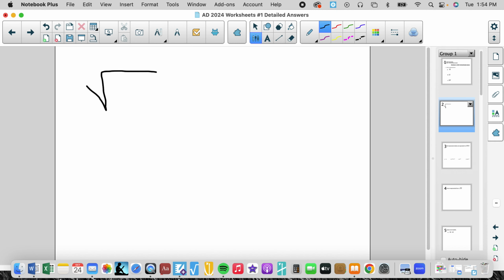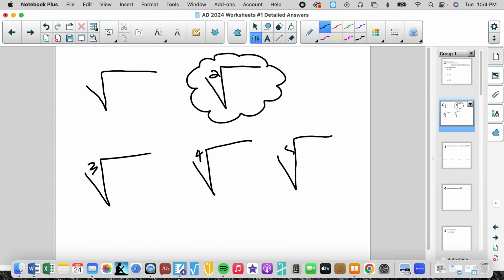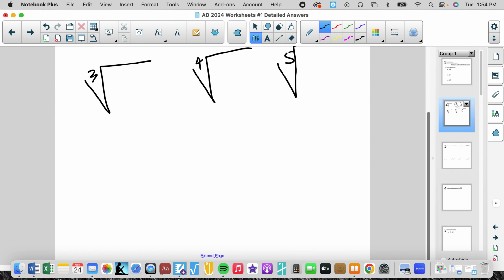And we need to understand that when there's no number inside of it, it's understood to be a square root. So we know that it's a square root. We're never going to see the 2 in there. You could have a cube root or a 4th root or a 5th root. And so these are radical forms because we're utilizing a radical.